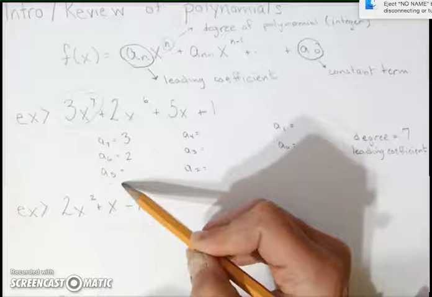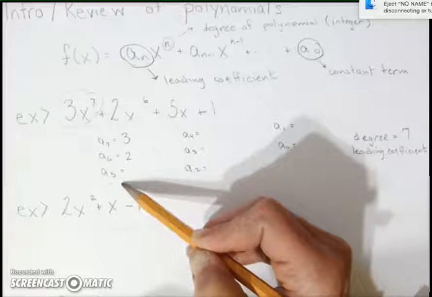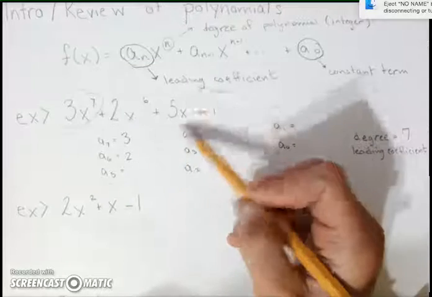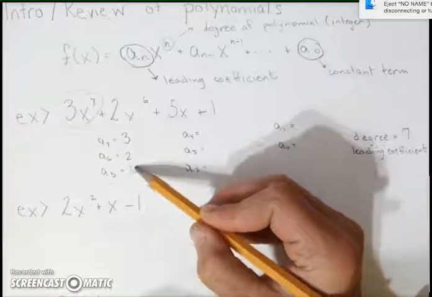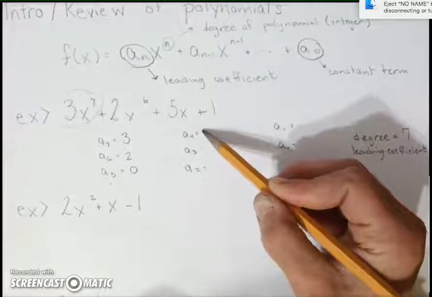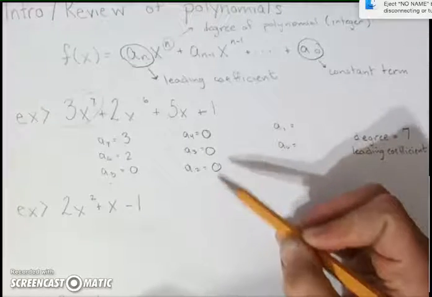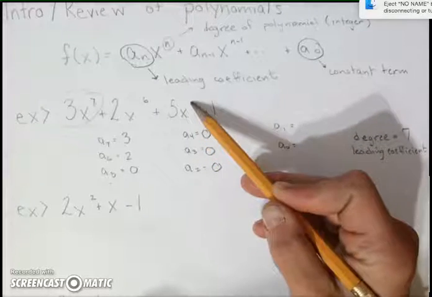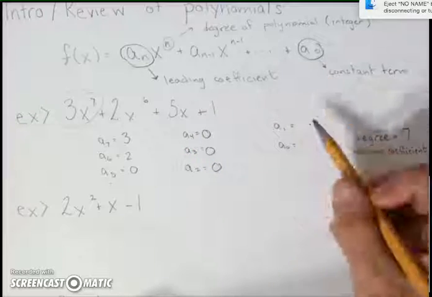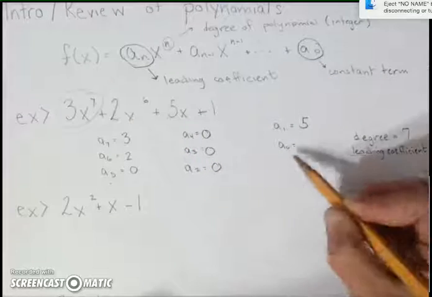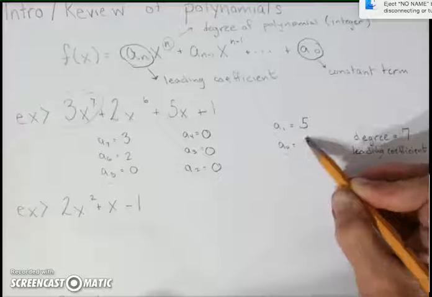A sub 5 is the number we multiply x to the 5th by, but we don't have any x to the 5th, so this is 0. There's no x to the 4th, so a sub 4 is 0, a sub 3 is 0, a sub 2 is 0, but x to the 1 is multiplied by 5, so a sub 1 is 5, and a sub 0, the constant term, is 1.